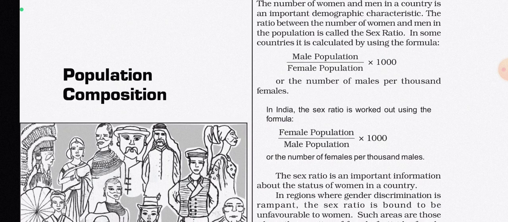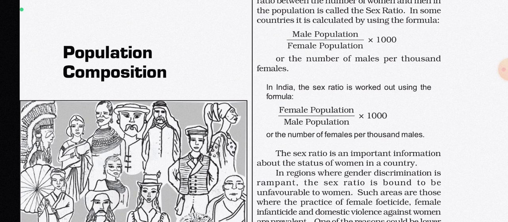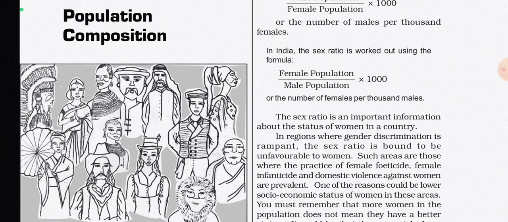In India, the sex ratio is worked out using the formula female population divided by male population into 1000, or the number of females per 1000 males. So it can be number of males per 1000 females or number of females per 1000 males. In India, we use the second one, that is the number of females per 1000 males.